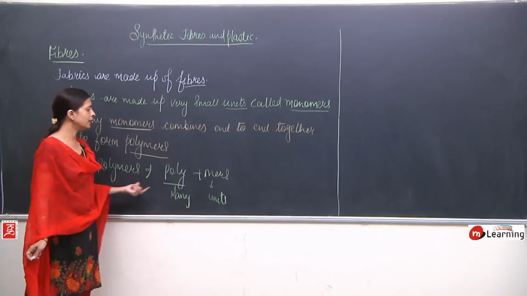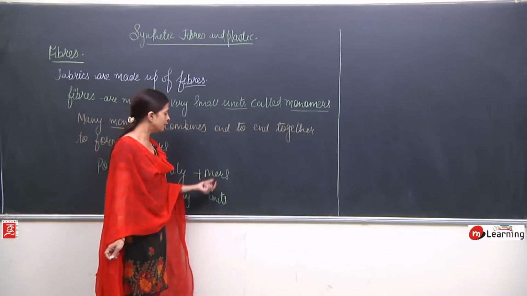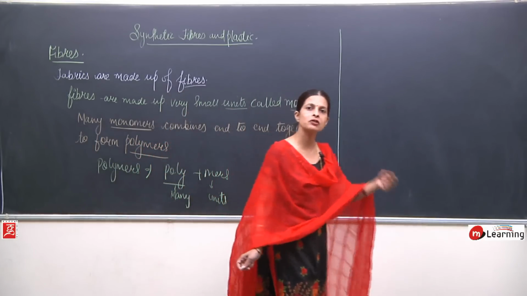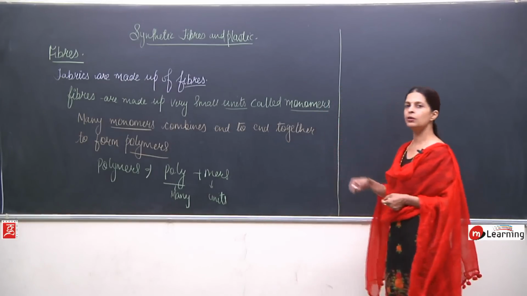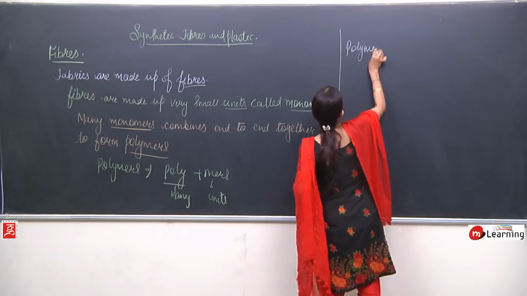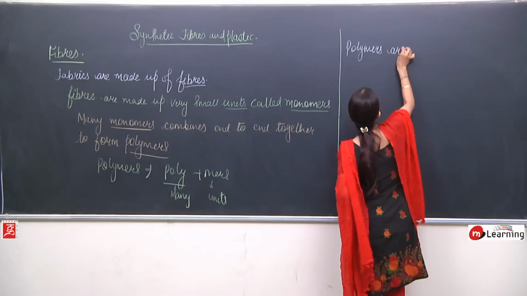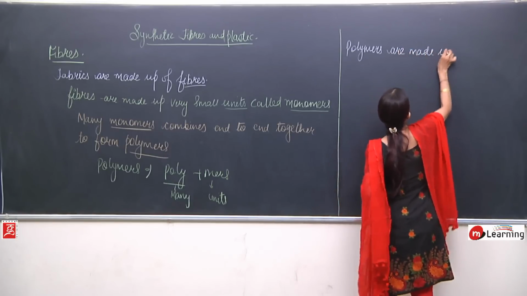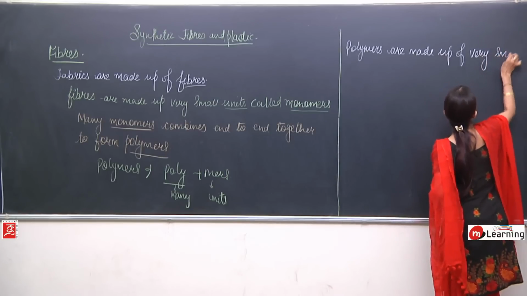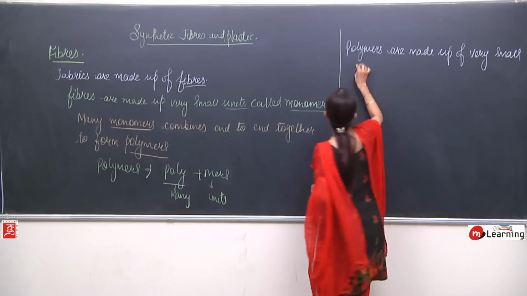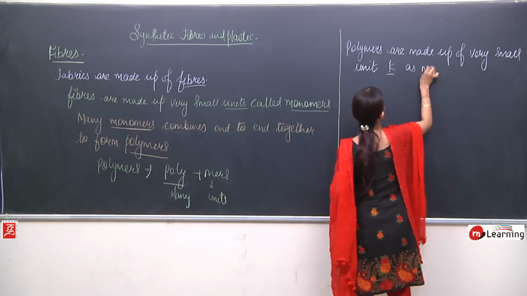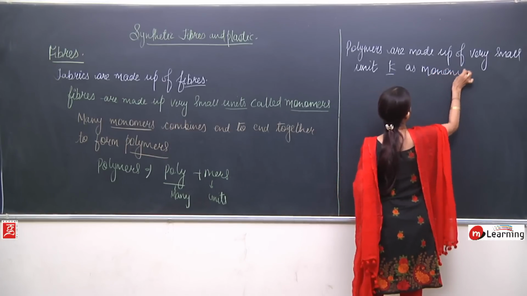It is a Greek word. Poly means many and mers means units. That means polymers are made up of very small units known as monomers. It is one and the same thing. Polymers are made up of very small units known as monomers. We can write one sentence in different ways.